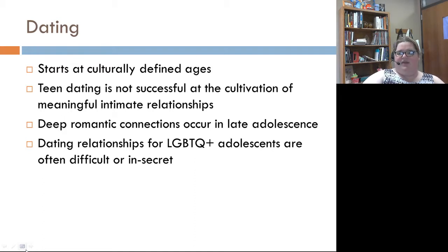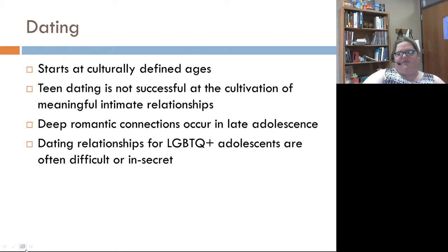Now, deep romantic connections do occur in late adolescence. So if you have your high school sweetheart you're dating them in college or you're married to them, you probably do have a deep romantic connection, and I'm really happy for you. My sister married her high school sweetheart. They've been together for a long time, and they're doing really well. So, there you have it. I, on the other hand, I've had nothing but crusty relationships, so I can't speak to that.